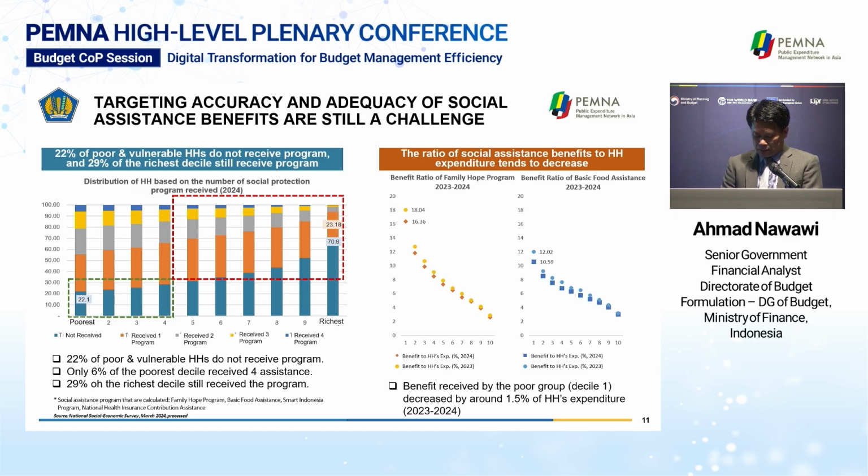Another issue is related to the adequacy of benefits. Data show that the ratio of social assistance benefits to household expenditure has declined. For example, in the data for 2024, benefits from the Family Hope Program and basic food assistance represent a smaller share of household spending compared to previous years. This means that improving social protection requires not only better targeting, but also ensuring that benefit levels remain meaningful.